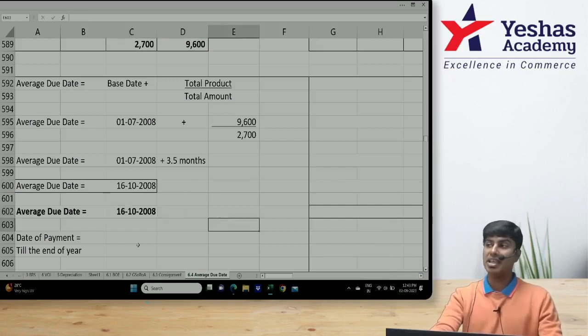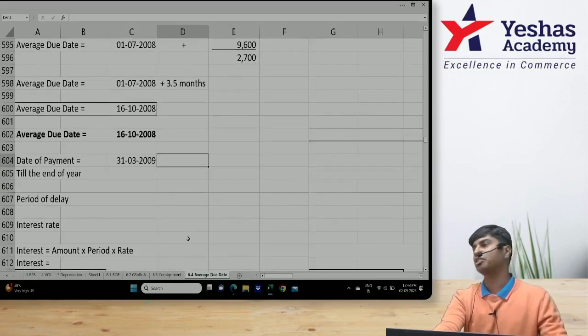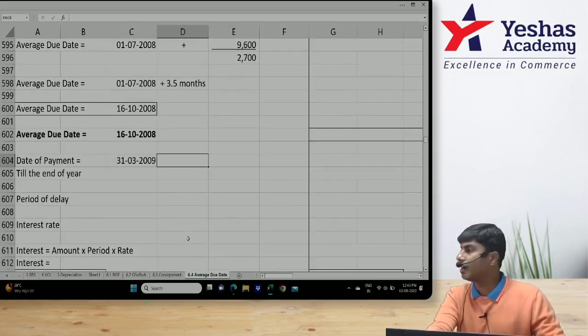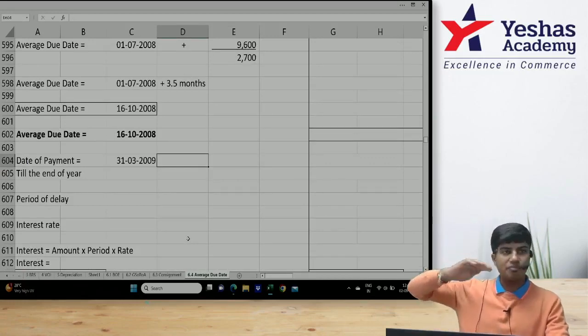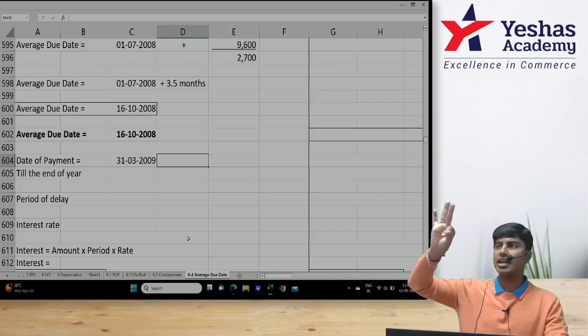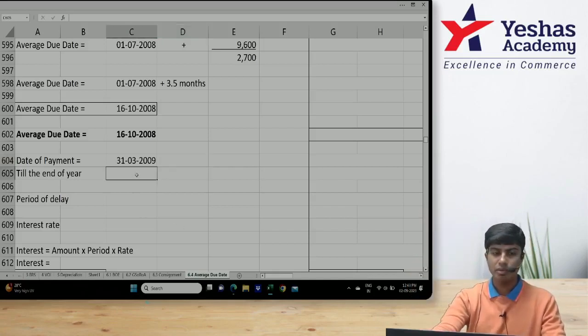Date of payment. Has he repaid the drawings money? No. Even on the year end it is outstanding. Year ending is 31st of March. We'll compute interest till 31st of March. Did you understand why till 31st of March? Very good. October half month. November, December, January, February, March. 5.5 months. Period of delay is 5.5.